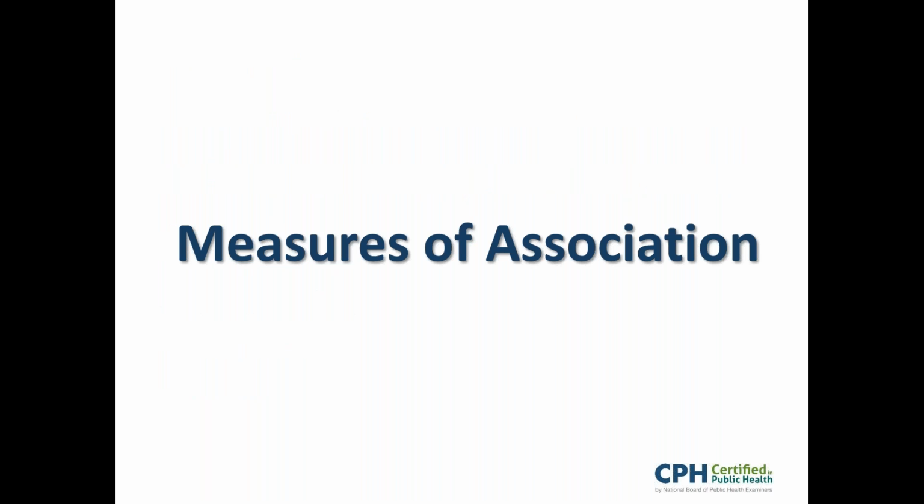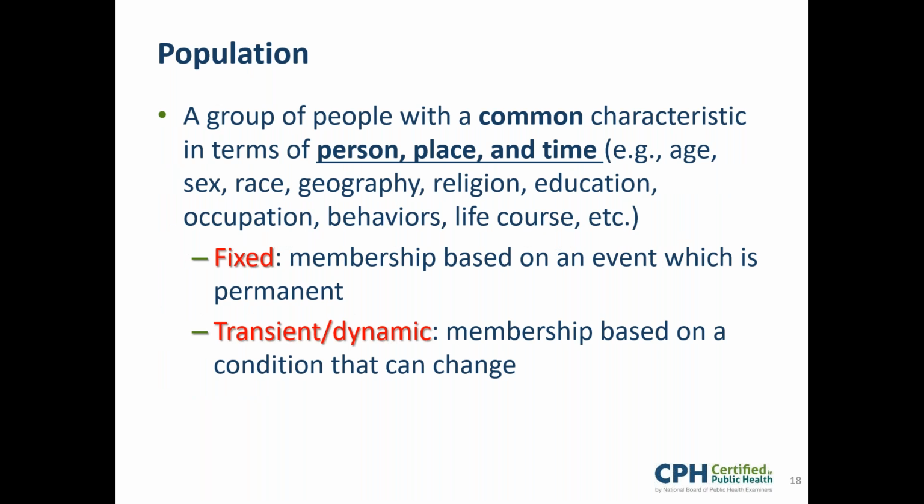Next, we'll talk about measures of association. Next slide, please. So before we get into the different types of measures of association that are most common in epidemiology, and since much of public health focuses on specific populations, let's make sure we're all working from the same definition of population. So here we have population defined as a group of people with a common characteristic in terms of person, place, and time. So for example, this could be related to age, could be related to sex or gender, race, ethnicity, etc.